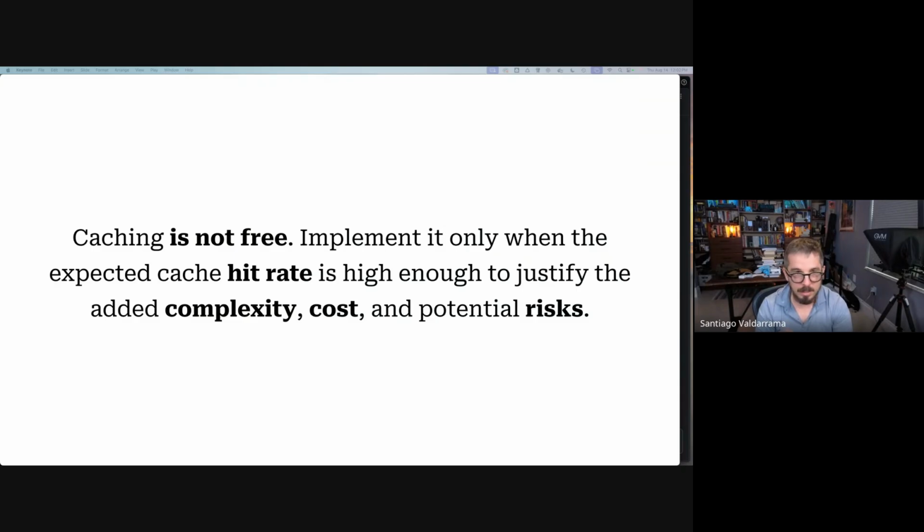So caching, not free. Okay? It's great, it's awesome, it can improve the latency a lot, but it comes with certain risks and with more complexity. Again, it's one of those steps that you add in order to optimize your solution.